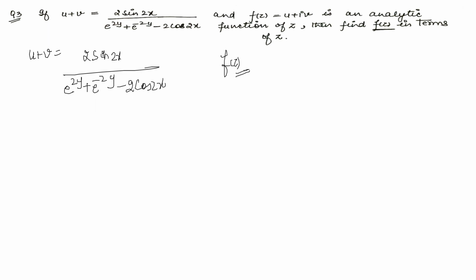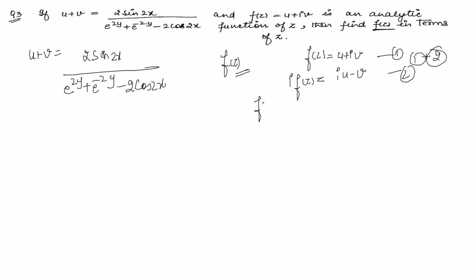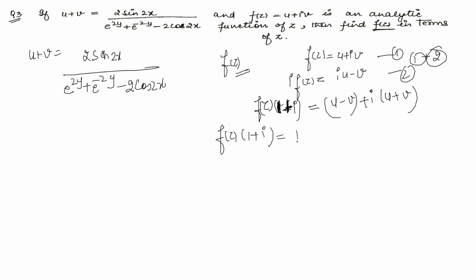We only know that if u is given to us and v is given to us, then we can find the value of fz. So what is the process? I'll just explain. For that question, we will do these steps. Fz is equal to i v. Now fz is equal to i u minus v. Adding 1 and 2, we get fz 1 plus i, which is equal to u minus v, separating real and imaginary parts, plus i times u plus v. Now I assume small fz 1 plus i as capital Fz, and u minus v as capital U and u plus v as capital V. So I can write capital Fz is equal to capital U plus i capital V.